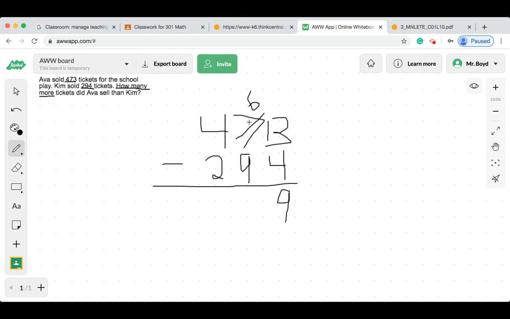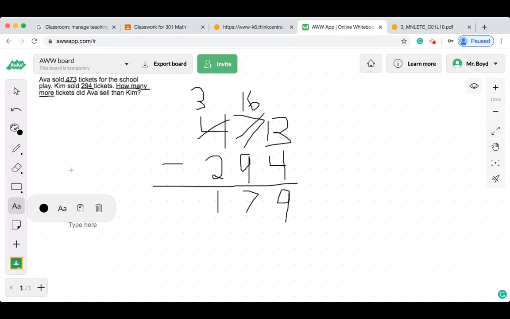Now I look at my tens place value. 6 minus 9. Now again, if I only have 6 of something, I cannot subtract 9 from it. So I will have to borrow from my hundreds. My 400s will become 300s, and I will add my 1 to 16. 16 minus 9 is 7. 3 minus 2 is 1. So I know that Ava sold 179 more tickets than Kim.